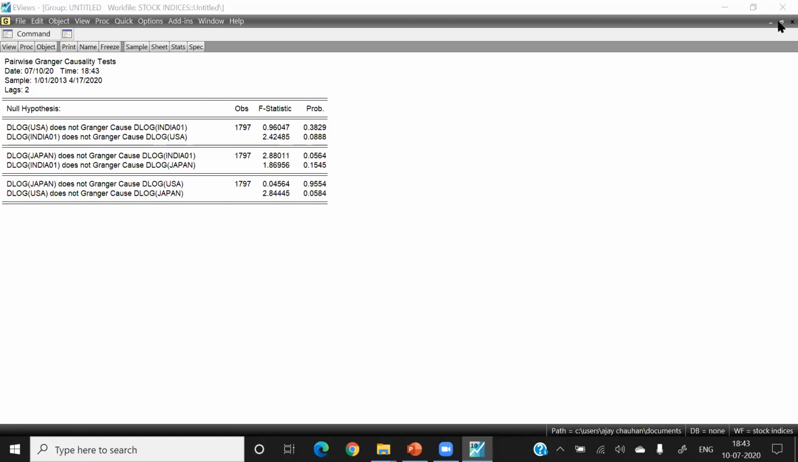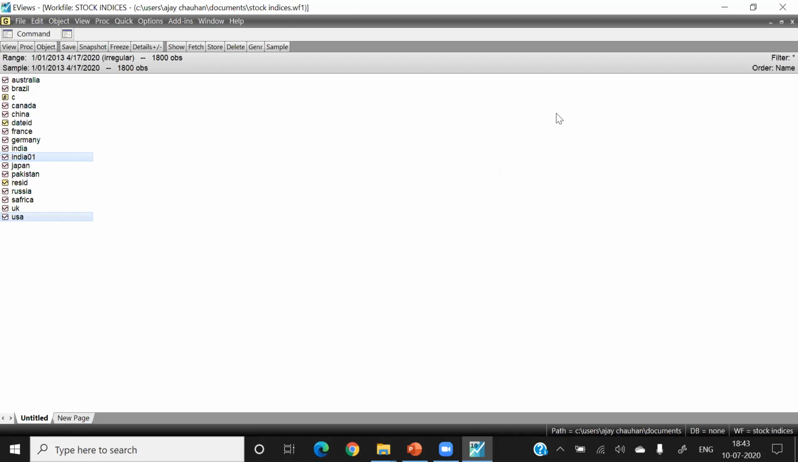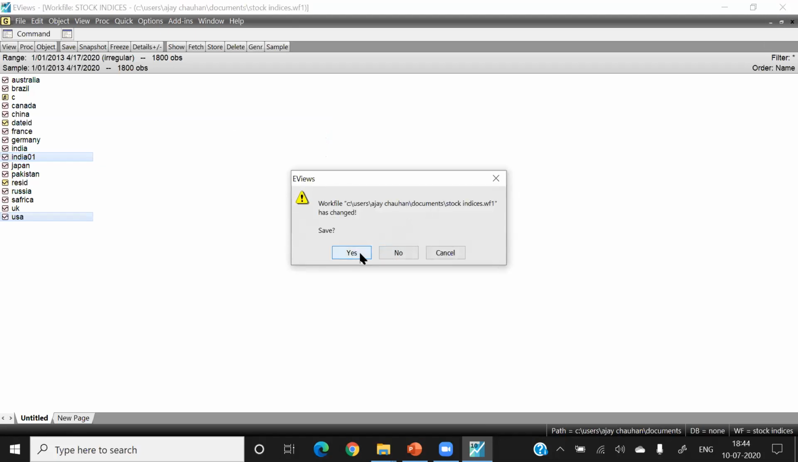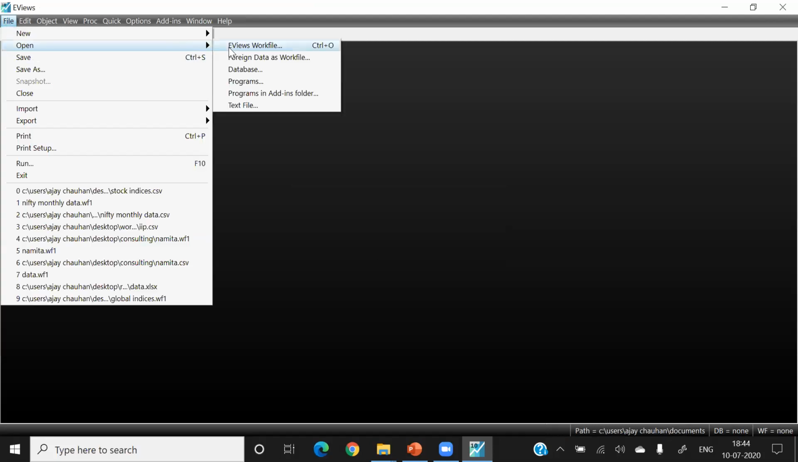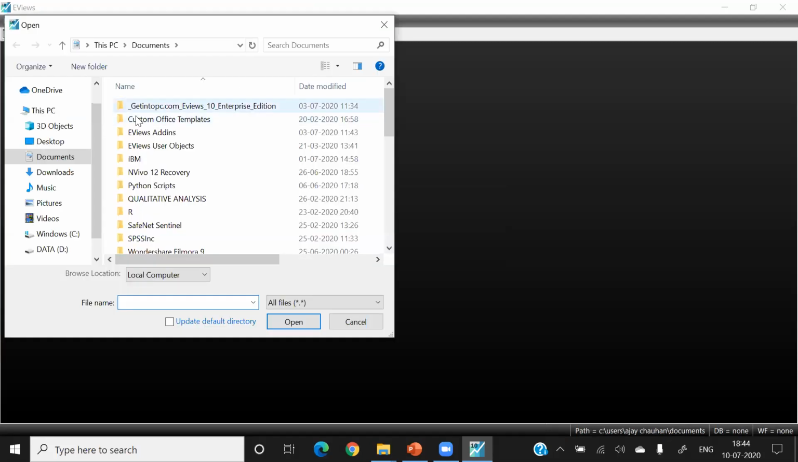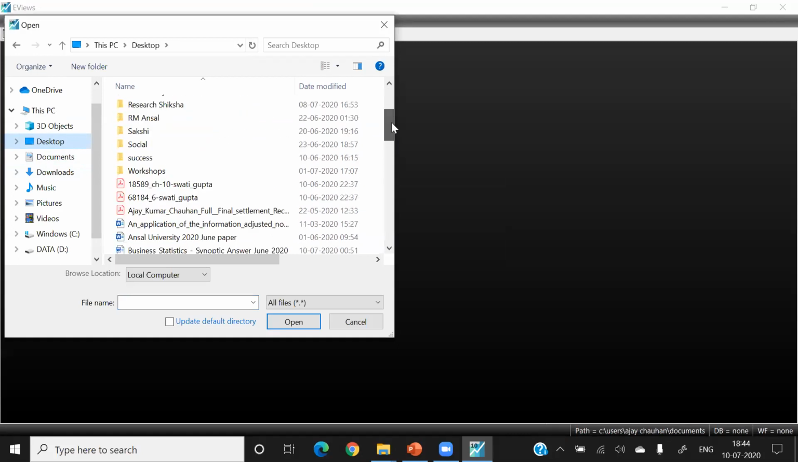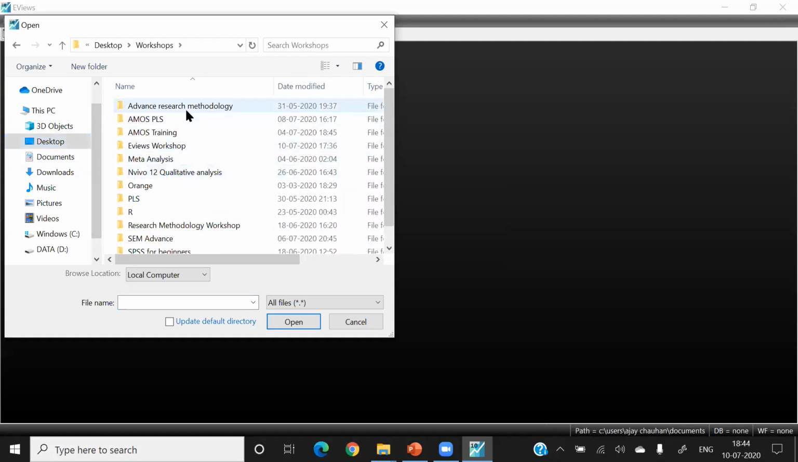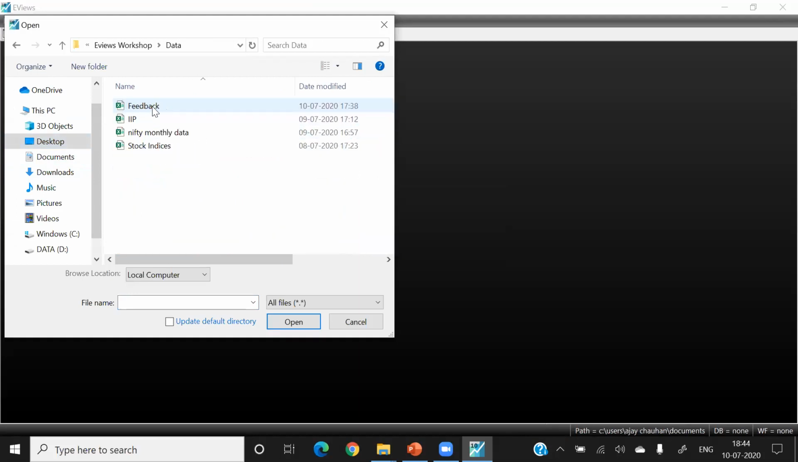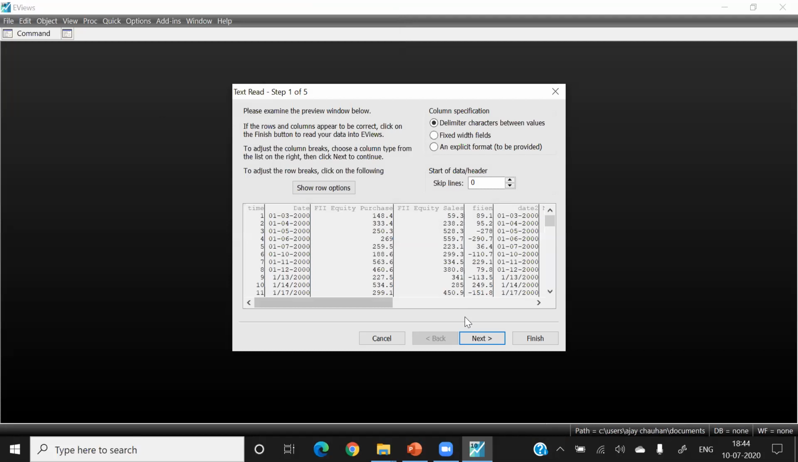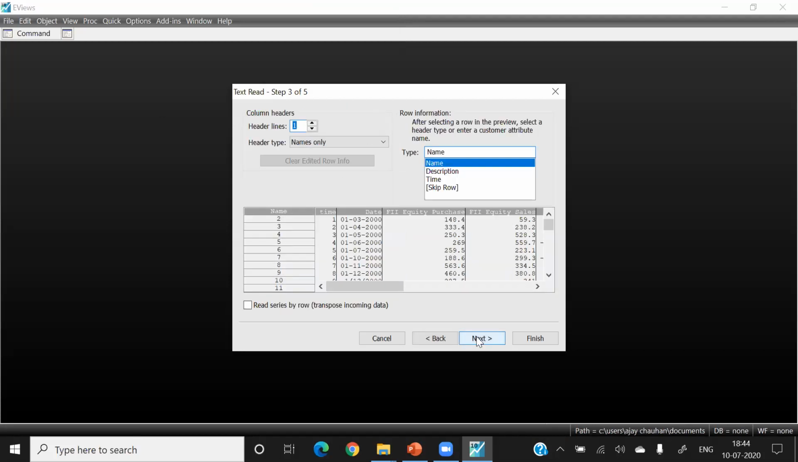So let me try on another data set. I shared a data set with you today. So let me try that data set. Open foreign data. So today I shared you one data set on which I wrote the paper. So let me try on that data set. Workshop data, and I shared you feedback data. In this data set, we are having the data of FII investment, mutual fund investment, and Nifty.